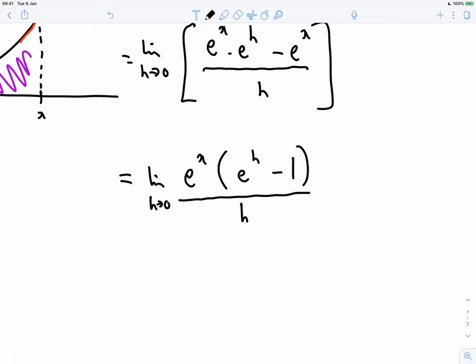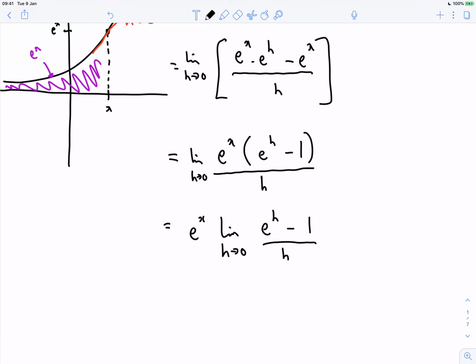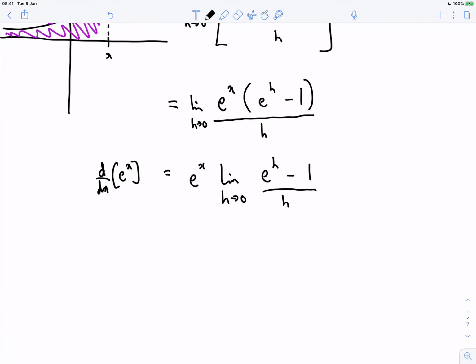Okay, now because x doesn't actually depend on h, we can take that out as a constant. So e to the x times the limit as h tends to 0 of e to the h minus 1 all over h. And bearing in mind that this is all equal to what happens when we differentiate e to the x. Okay, now there's another little clever technique we're going to pull here. On the left hand side we've got f dashed of x, where f of x equals e to the x. And on the right hand side we've got e to the x.